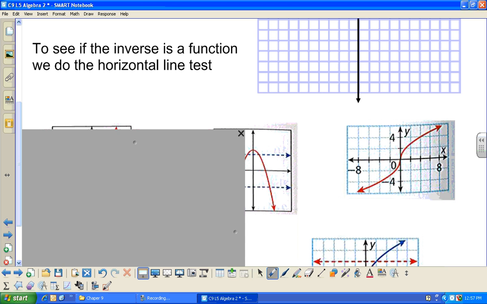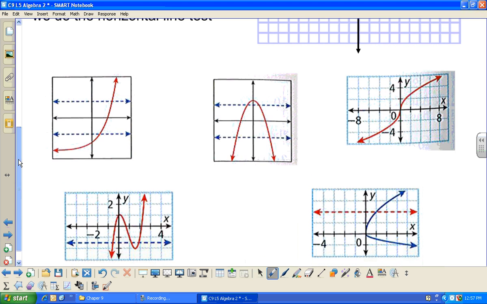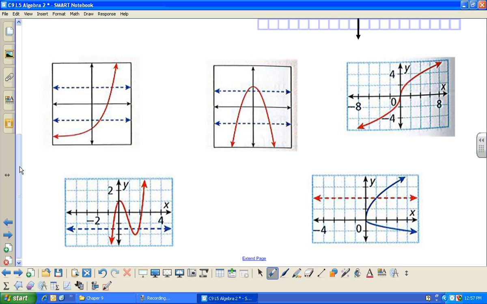Do the horizontal test on the graphs below on your notes to see if they are functions. This would be yes, the inverse is a function. No, the inverse is not a function because it goes through more than one point. Yes, this is a function, it only goes through one point. No, not a function, it goes through more than one point. The inverse of this last graph is a function, but the given graph is not a function.